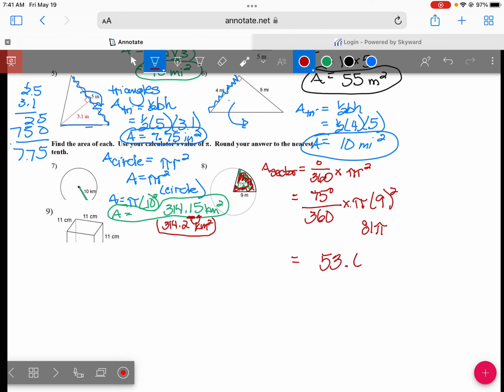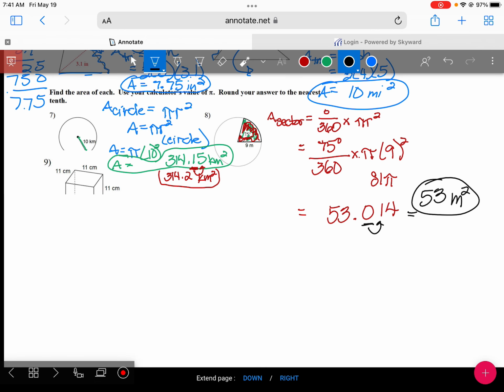53.014. Okay, rounding to the nearest tenth, it's going to be right here. Look next door, 5 or more. It is not, so it's going to stay the same and be 53 meters squared. Did you get that? Okay.